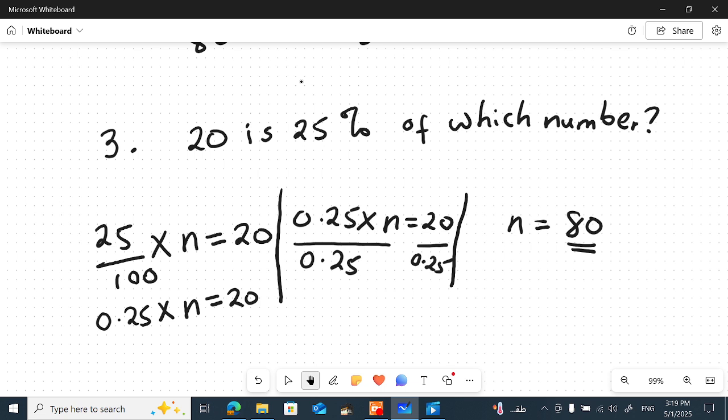So these are the 3 scenarios of percentages, the basic percentage. Thank you very much.